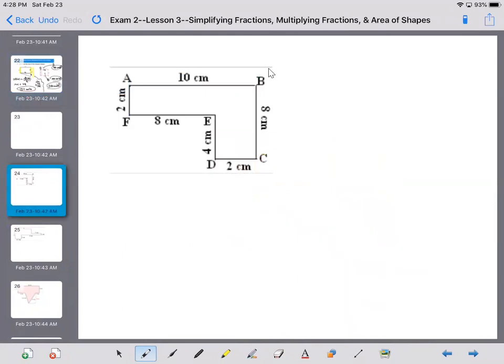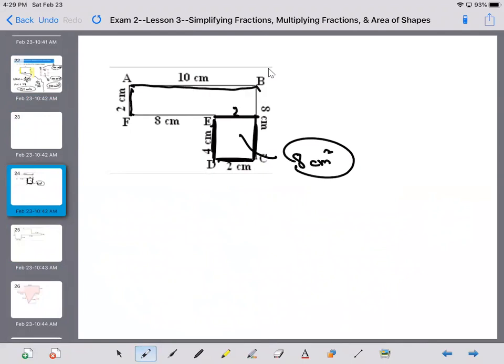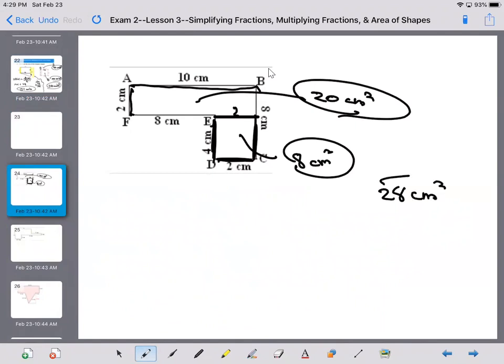Here's one where we could decompose it. Here's one method: we could just draw a line across, and then we're going to know, okay, that's 2, that's 4, so that has to be 4, and that has to be 2. So this area is going to be 8 square centimeters. And if this is 10 and this is 2, then this is going to be 20 square centimeters. So 20 plus 8, and we would get 28 square centimeters.